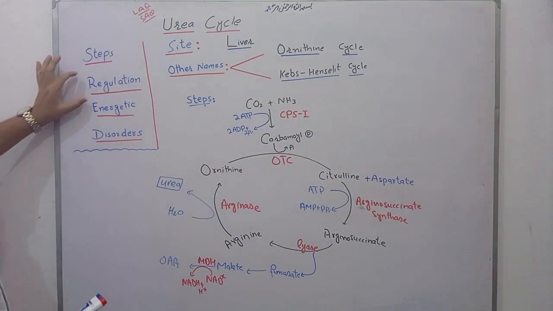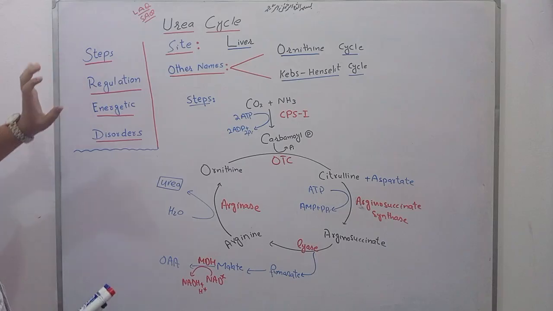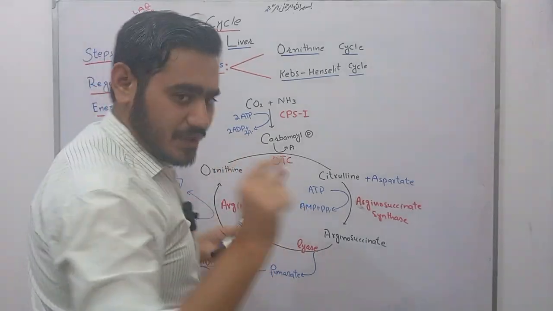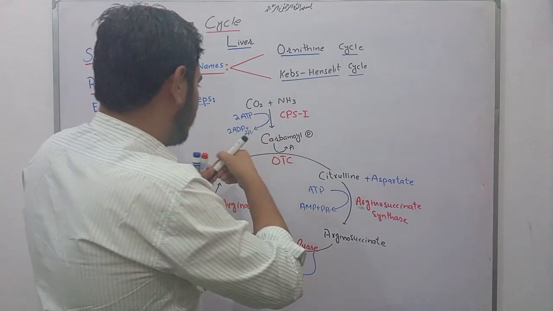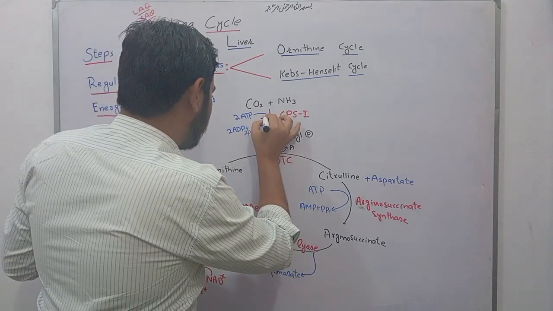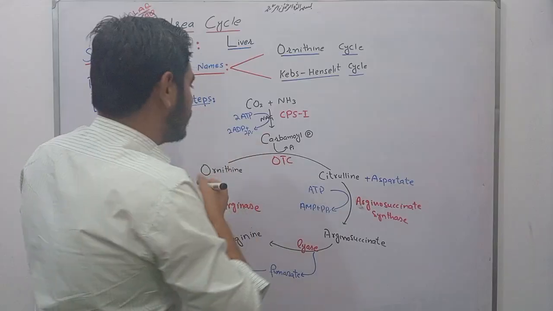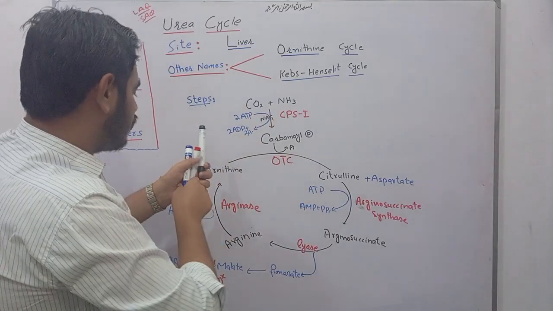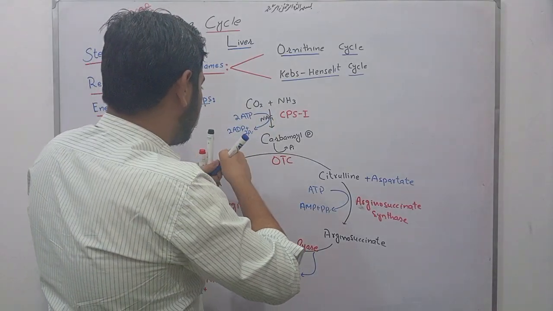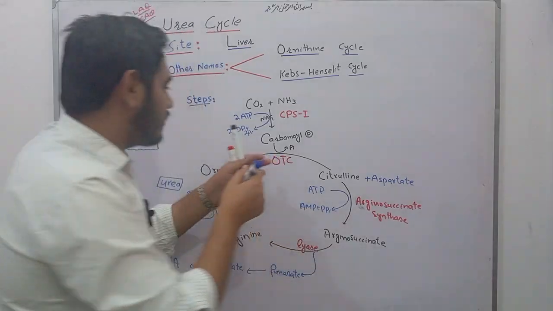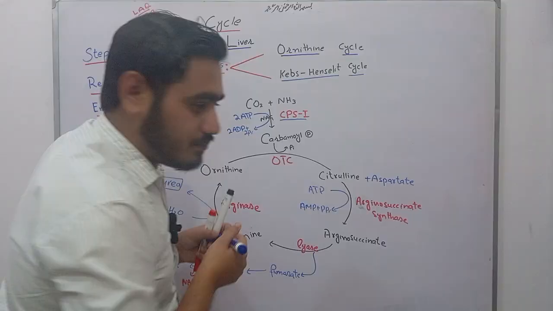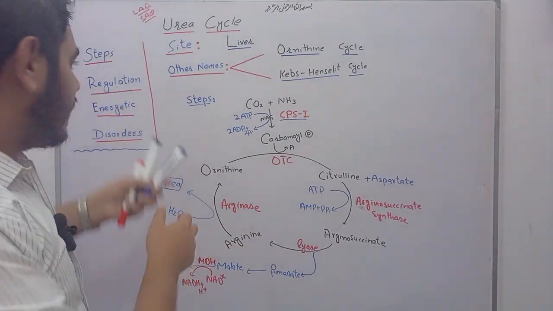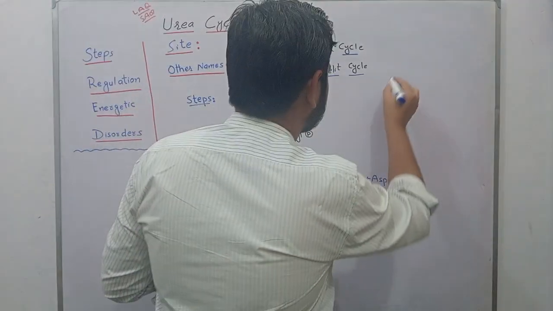Now coming toward the regulation process. N-acetyl glutamate. This first reaction also requires N-acetyl glutamate for the activation of this carbamyl phosphate synthase enzyme. It is very important. Now coming toward the regulation process.